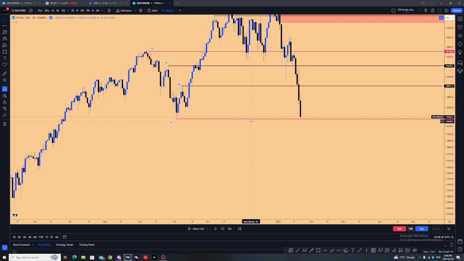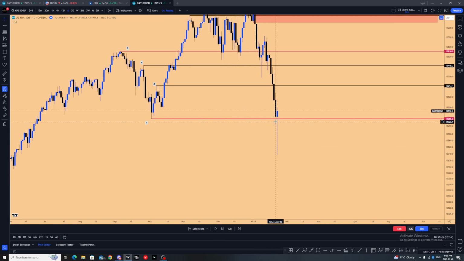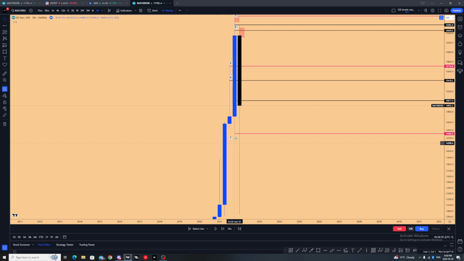And then finally, when you go for this low here, now why did we see such a down move like this and we actually closed bullish on the day? The main reason for that is that this was a quarterly low, I believe.